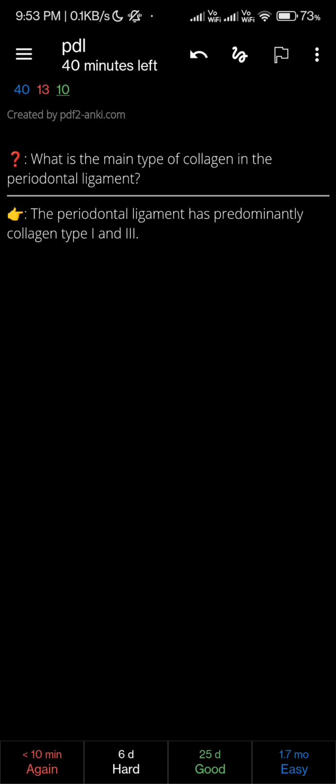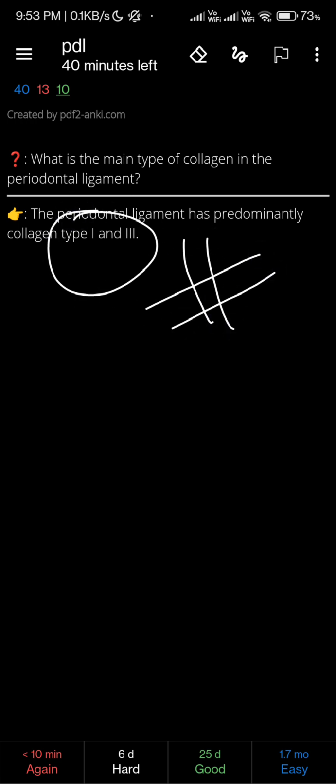Periodontal ligament has predominantly type 1 and 3. Okay, periodontal ligament main type: the periodontal ligament mainly has 1 and 3. 1 and 3 and 12, so 1 and 3 is there mainly.